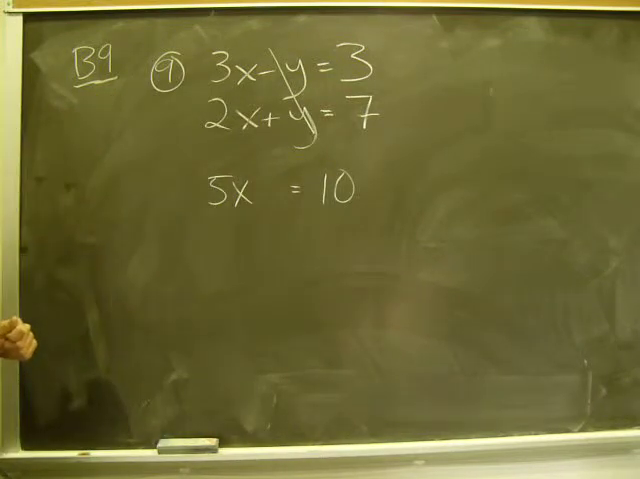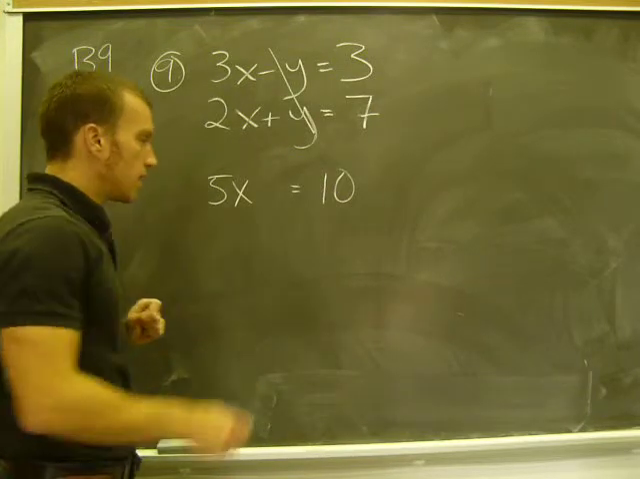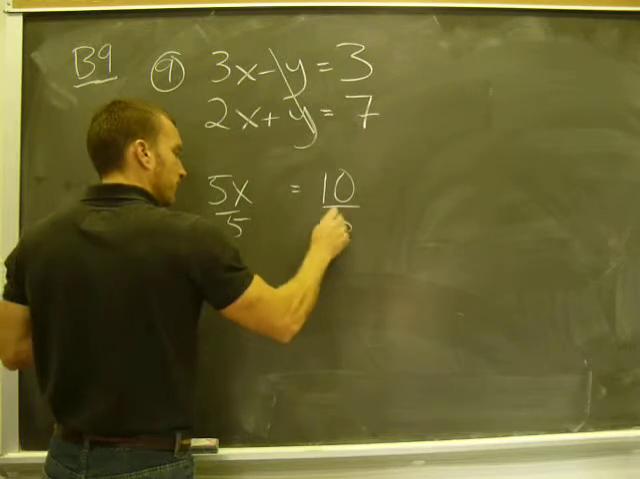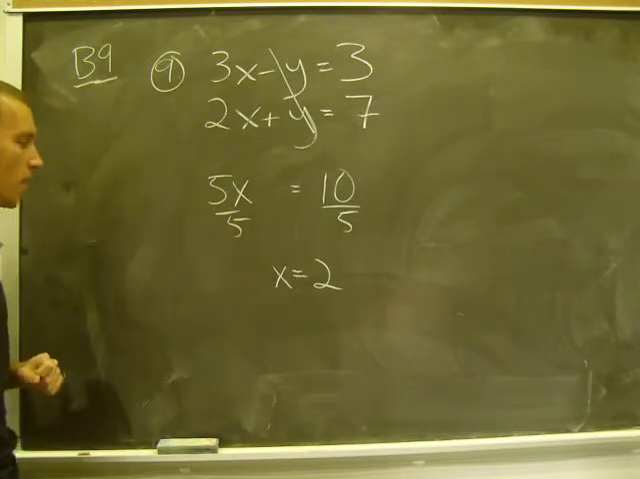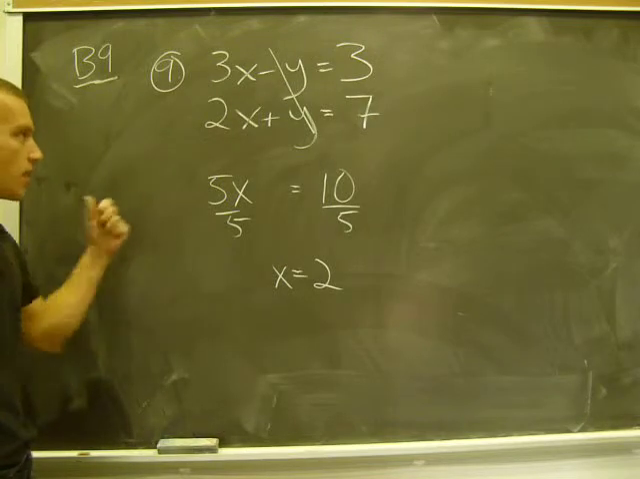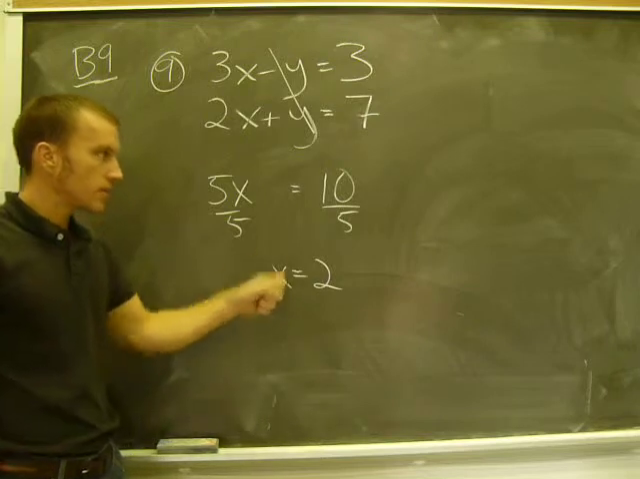And then I have an easy equation to solve. If 5x equals 10, that means x has to be 2. So that one worked out fairly nicely. Not a lot of work to do there. But I'm not done yet. Remember, once I have one of my answers, I got to go and get the other.